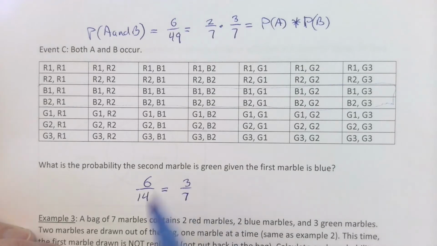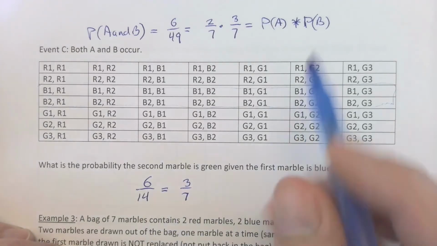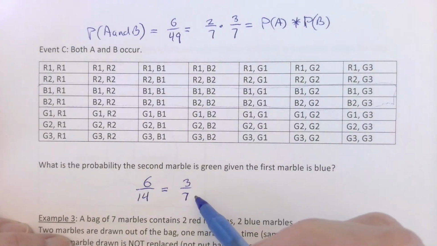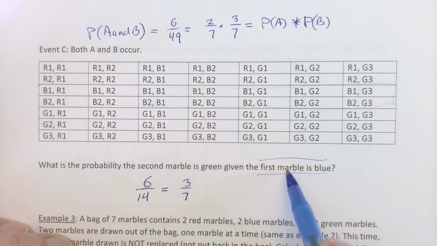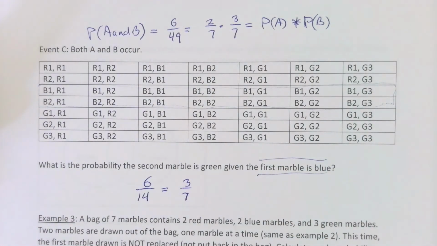But wasn't that the probability of event B, that the second marble drawn was green? The answer is yes. So it doesn't really matter what the first draw was, that it was blue or any other color, because when you get to the second draw, that's an independent event.